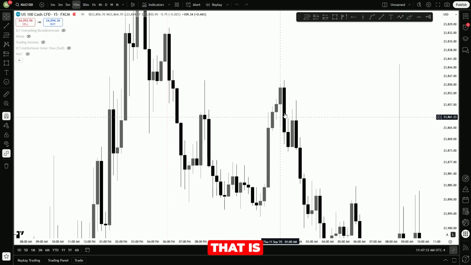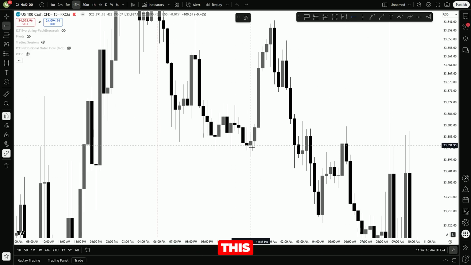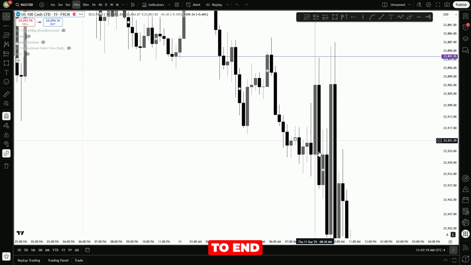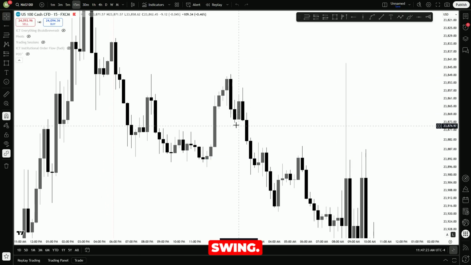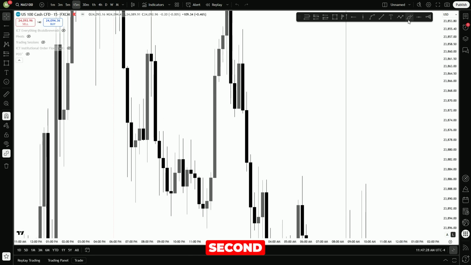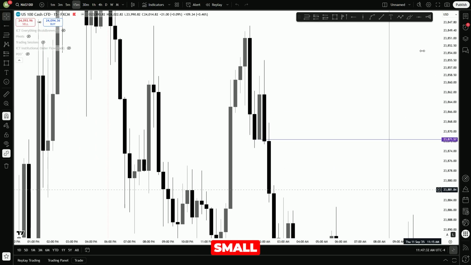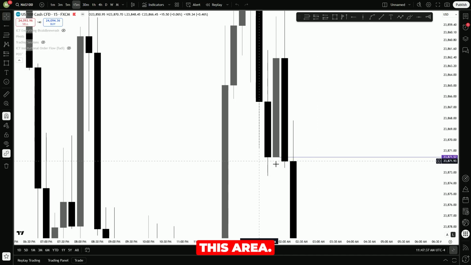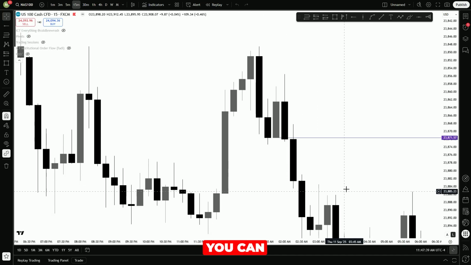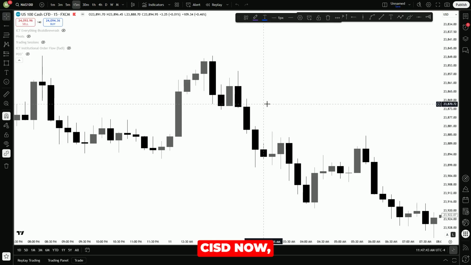Why I'm saying that is sometimes you're going to get these types of candle closures. Now you can't wait for this whole move to close and then enter. What you can do is wait for the second swing. As soon as the market creates the second swing, you wait for that second swing to get disrespected. Like over here you can see there's a very small closure of a candle below this area, but you can enter, and you can expect some good trade over here. So that's how I use CISD.